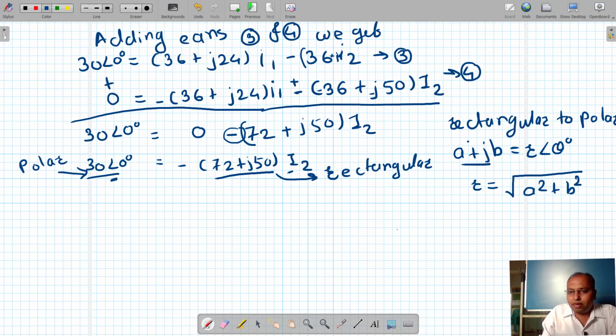Okay, and theta is given by tan inverse of b divided by a. Is that fine? Okay, so over here for 72 plus j50 is nothing but the value. Now let us consider r plus j theta.